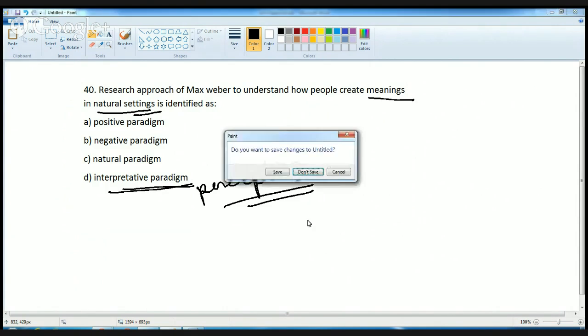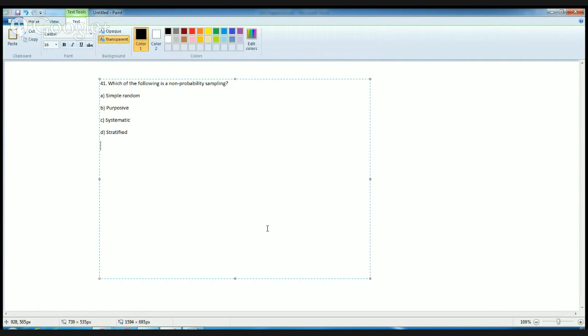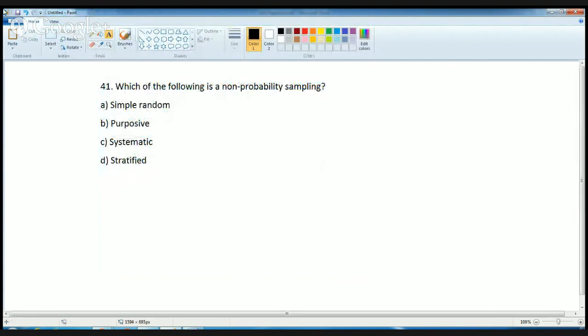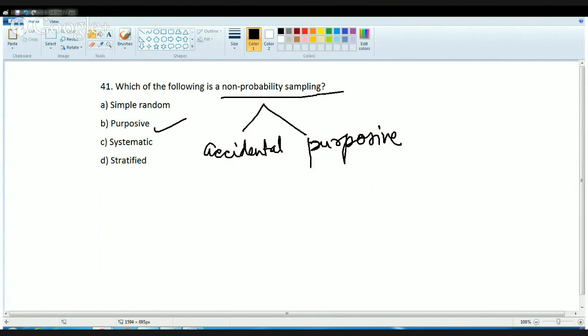The next question talks about which of the following is a non-probability sampling? Now, when we talk about non-probability sampling, it is clearly classified into two parts, that is accidental and purposive. And since we have purposive as an option here, the answer would be purposive sampling.